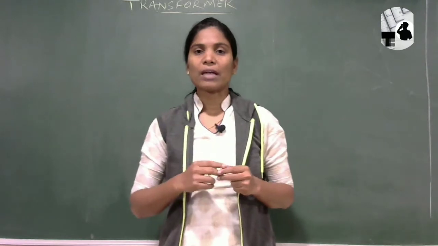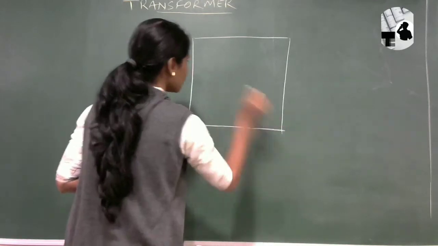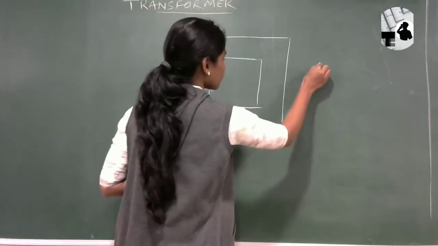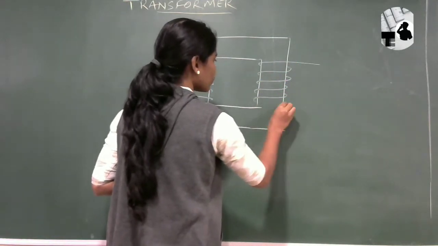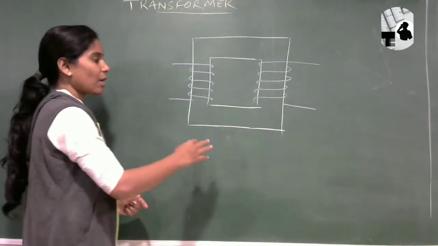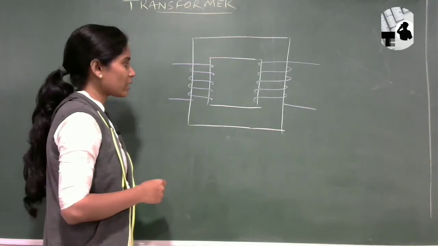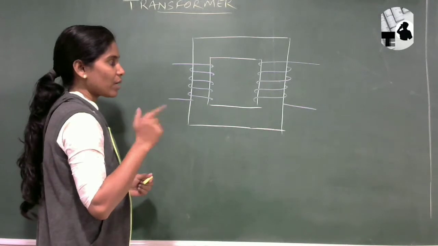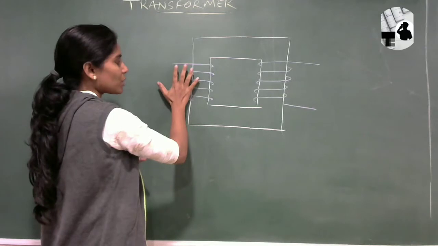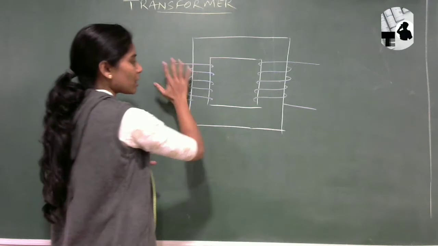Now we will see the diagram of a transformer. So this is a general diagram for a transformer. What are the different components we are going to use in this setup? We can see that I have two circuits. As we have seen in the definition, it transfers the electrical energy from one circuit to another. So this is my first electrical circuit and this is the second electrical circuit. We are going to transform the energy from this circuit to this circuit.